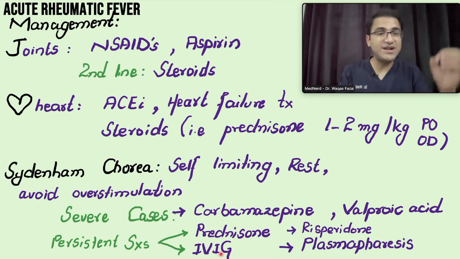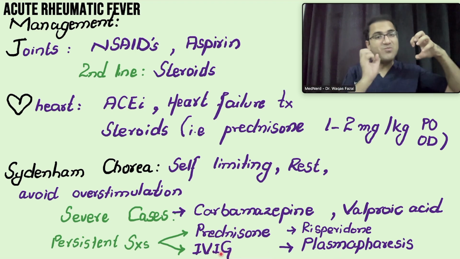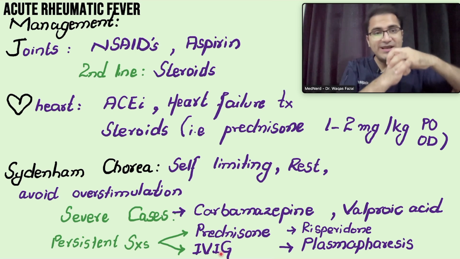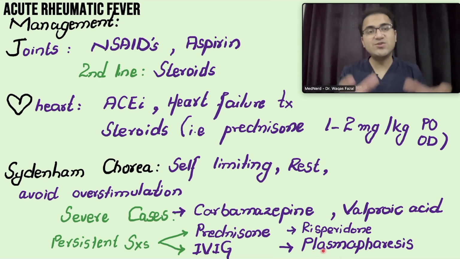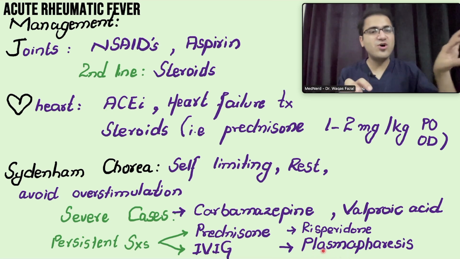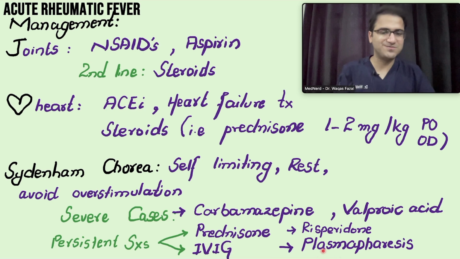In IVIG, antibodies are given, and those antibodies will bind the anti-M protein antibodies and remove them so that they cannot damage the nerves. In plasmapheresis, what you do is take out the patient's plasma and remove all the anti-M protein antibodies.